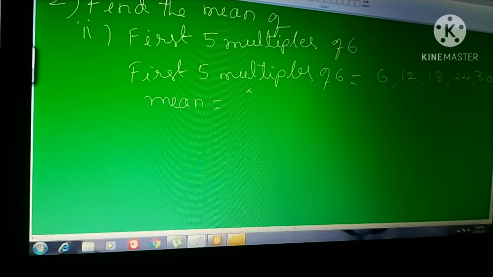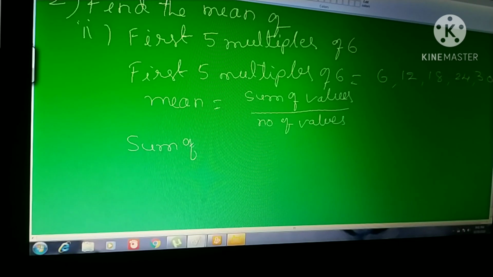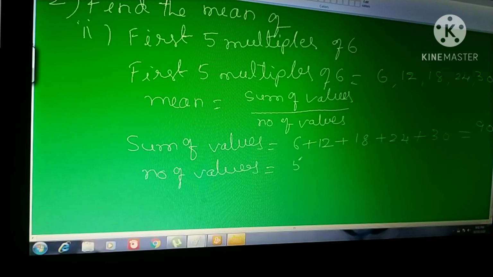Mean is equal to sum of values divided by number of values. Therefore sum of values is equal to, add all these 5 multiples: 6 plus 12 plus 18 plus 24 plus 30. Now we add this total. How much do you get here? 90. Okay. How many multiples we are taking here? 5. We are taking first 5 multiples. Therefore, number of values is 5.